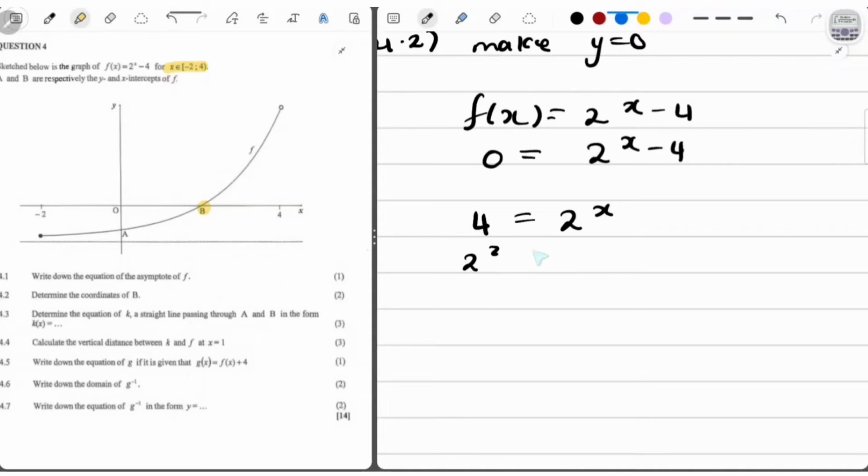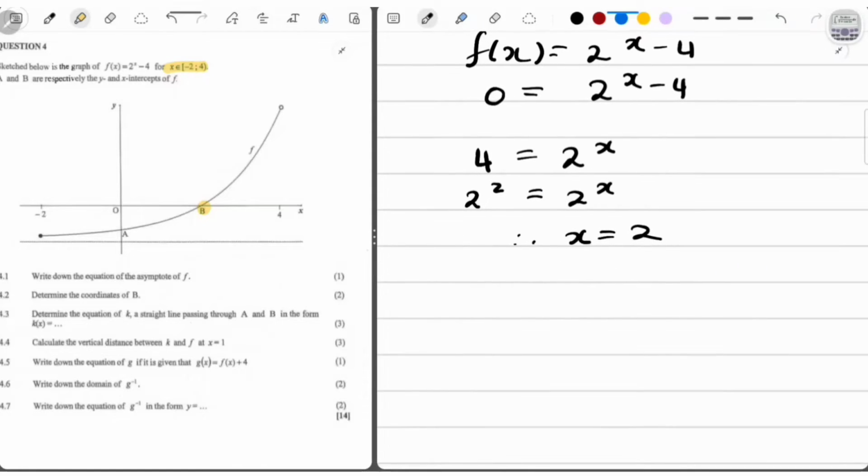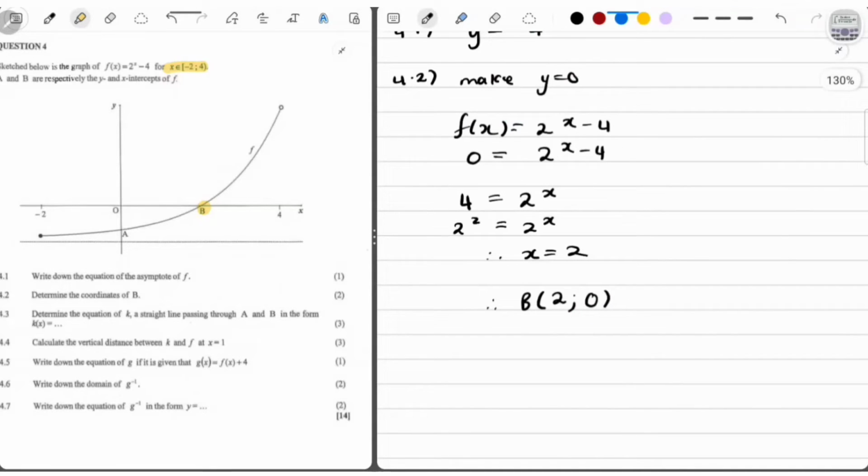4 can be written as 2 squared. It's equal to 2 to the power of x. And so therefore, equating your exponents, x is equal to 2. Since x is equal to 2, the coordinates of B, because it's an x-intercept, are: the x value is 2, the y value is 0, because it's an x-intercept. That's why we made y equal to 0.